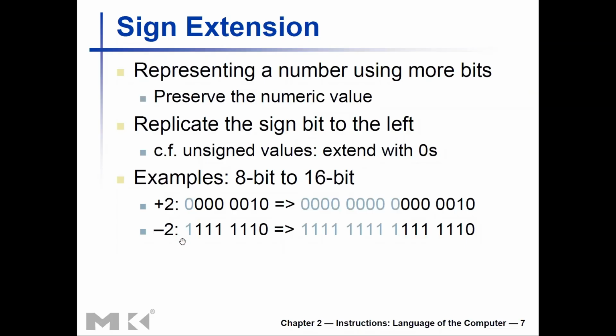And if you want to extend the -2 represented with 8 bits to a number that is represented with 16 bits, you need to do the same thing. You need to get the sign bit, which is 1, and replicate it so that it forms a 16-bit number like this.